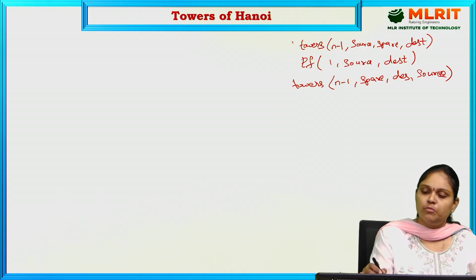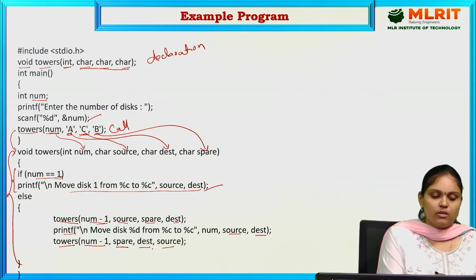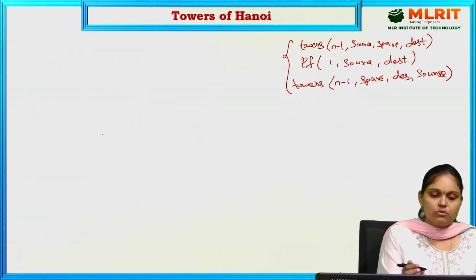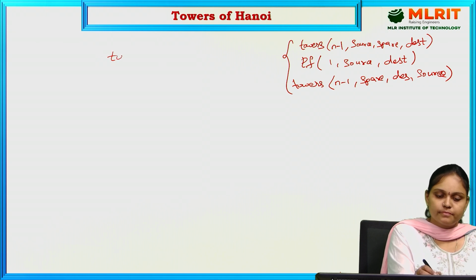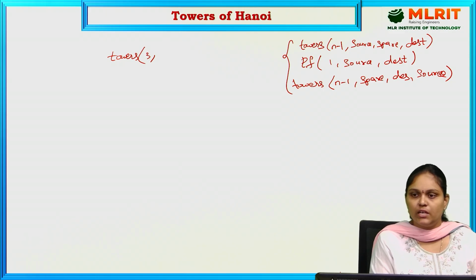So these are the three important points that you need to remember. Here, what we are doing is calling this towers function. Towers, num value is equal to 3. If you are taking n equal to the num value, as in 3, that is n number of disks.